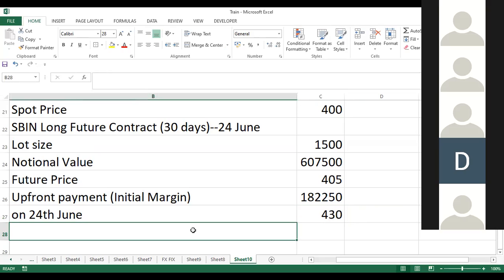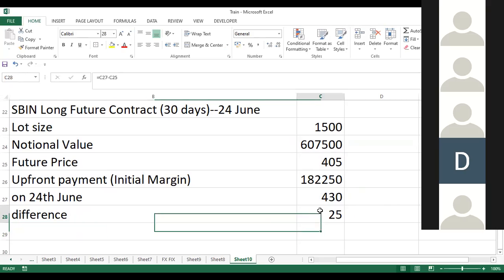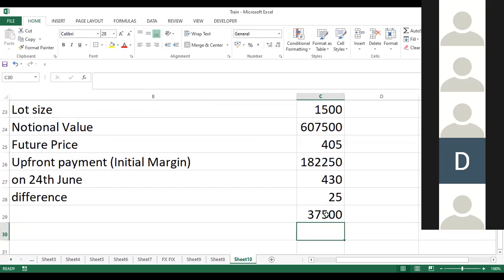So what's the difference? The price difference, or the profit difference you can say, is this minus that: 25 rupees. And so the total profit is 25 multiplied by your 1500, which is 37,500. Now you have two things you can do.